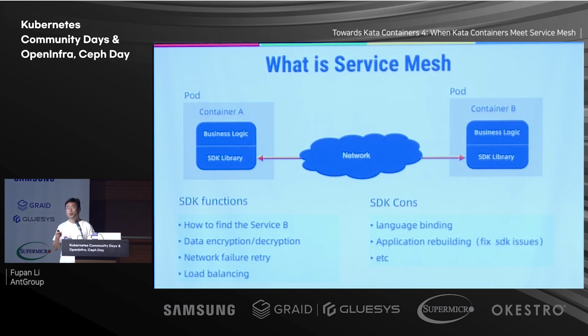So in order to fix the issues this model brought, we traditionally put all this network logic into an SDK library. But the SDK library also has some issues. First, the SDK library is language specific. If you support multiple languages, you have to write many language SDKs, and you have to maintain a lot of these SDKs. And if there are some issues in the SDK, you have to fix it, and then you have to recompile your programs and redeploy them. So the SDK mode has some issues.